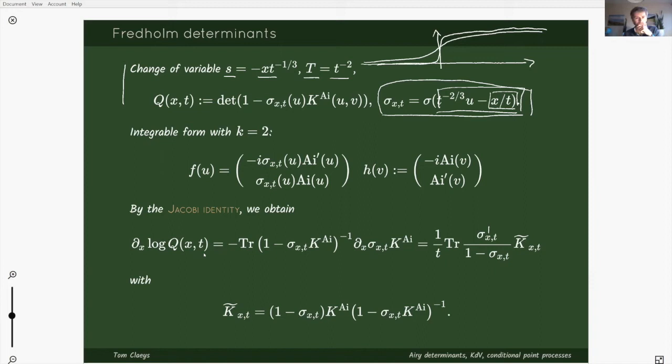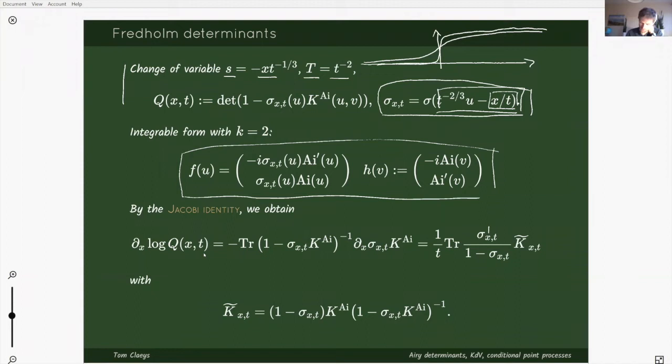As I already told you, I didn't write it in this form, but we can write this operator in integrable form, for instance, in this way. There are also many other ways to write it in integrable forms. It doesn't really matter too much. There's some freedom in how to take these vectors f and h.